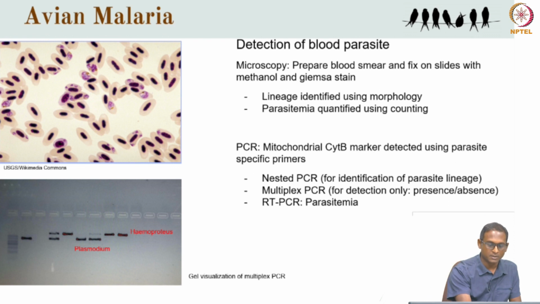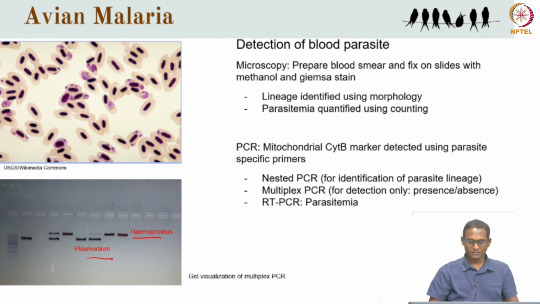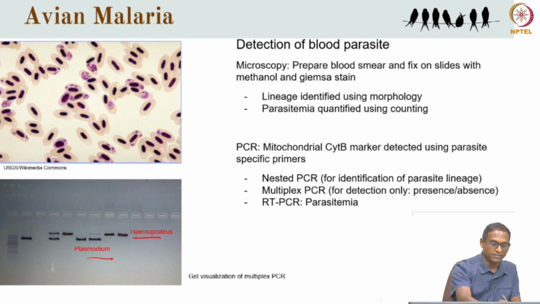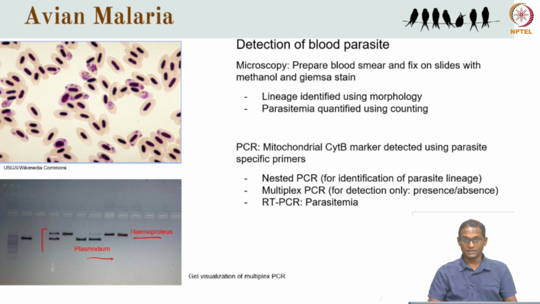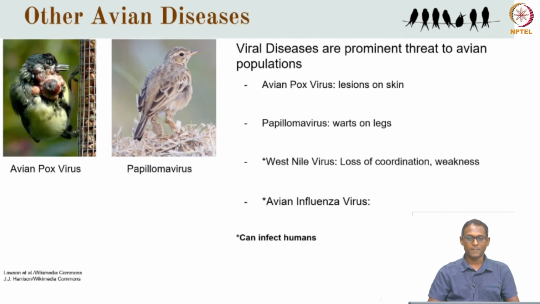And here is an example of Haemoproteus and Plasmodium. So this is a primer that can work for both. Haemoproteus shows a band at a specific size, and Plasmodium shows at another. So that's how you can visualize differences in different species. What is that species infected with? And you'll notice that some actually have both the parasites in them, multiple infections.